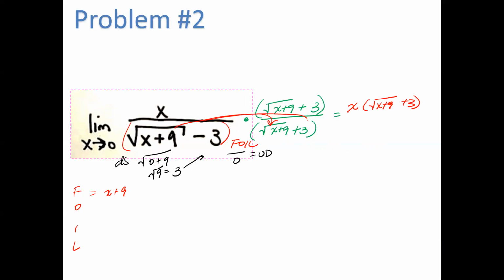And then you're going to do the outer. So positive 3 times the square root of x plus 9 is going to be a positive 3 square root of x plus 9.